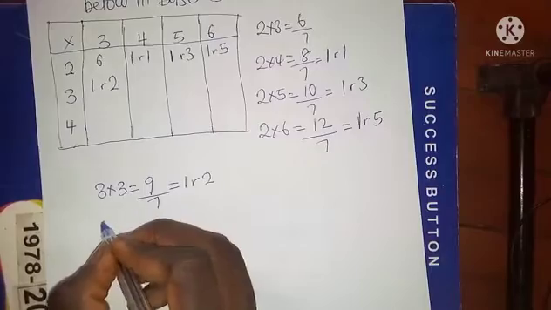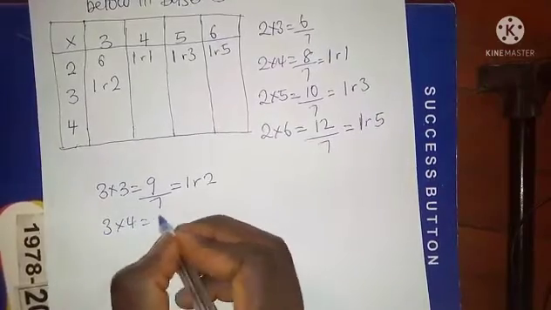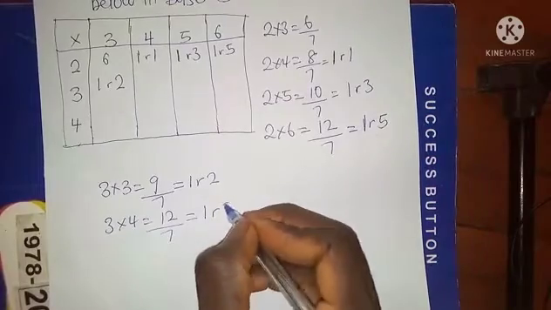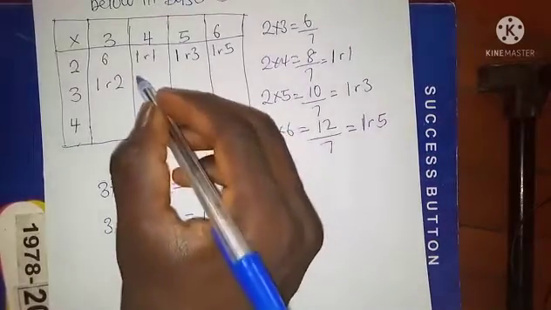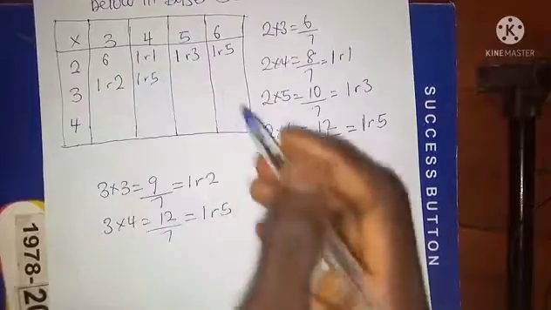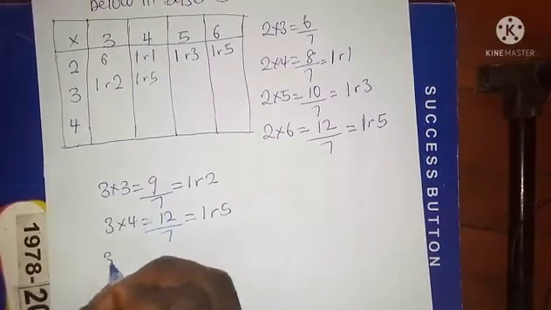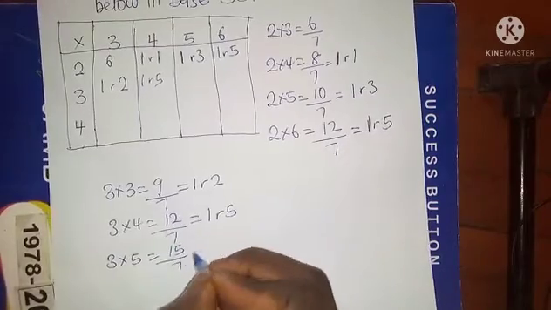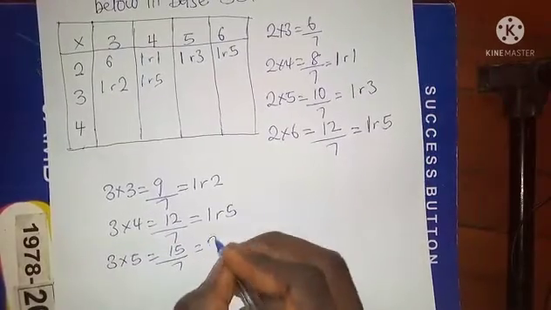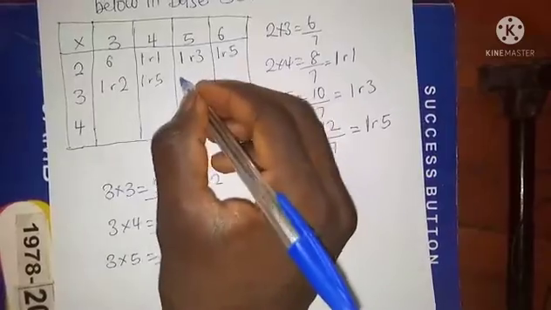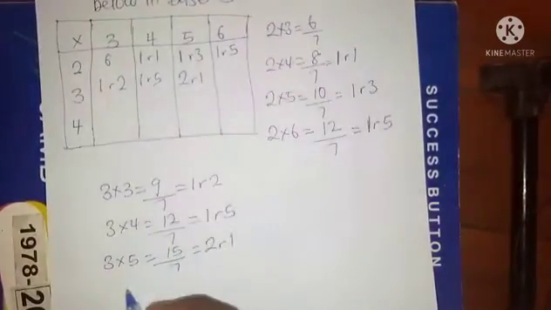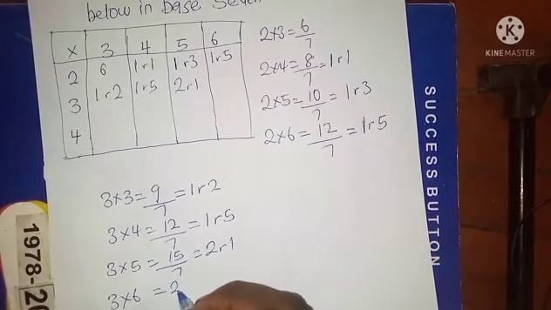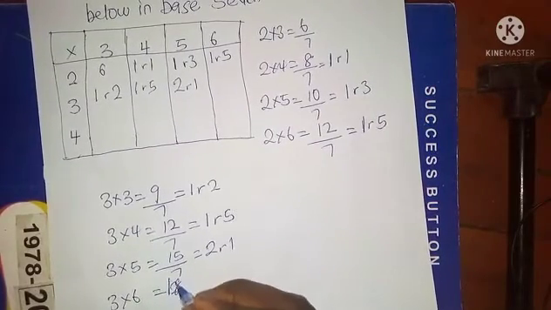So we are having 3 multiplied by 4, which is 12. So 12 divided by 7, you are having 1 remainder 5. So we are having 1 remainder 5. So we are having 3 multiplied by 5, which is equal to 15 divided by 7. Now 7 in 15, 2 remainder 1. So we are going to write 2 remainder 1 there. Now we are having 3 multiplied by 6, which is equal to 20 or 18 actually. Sorry.